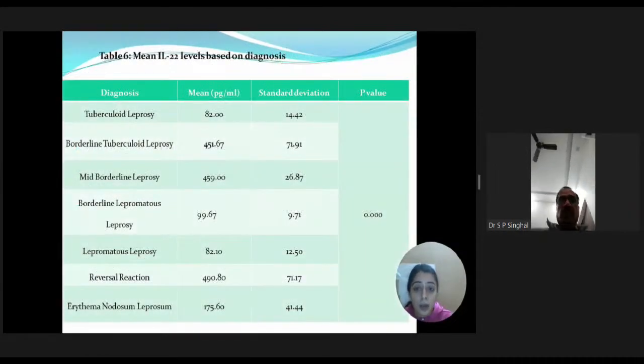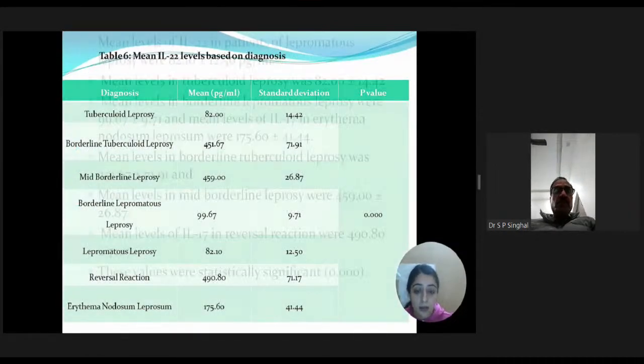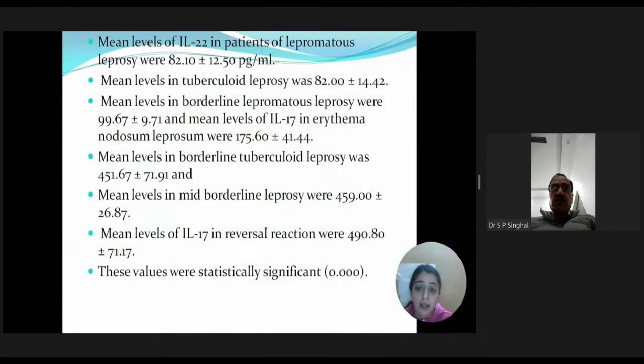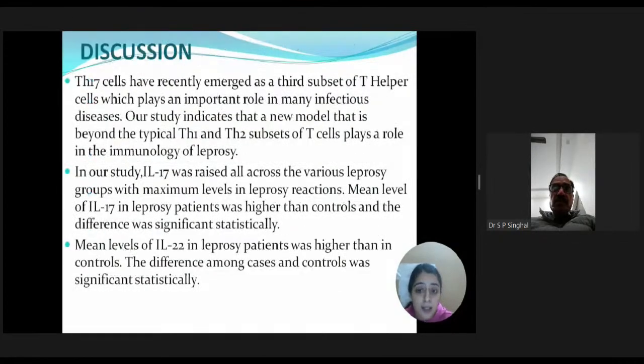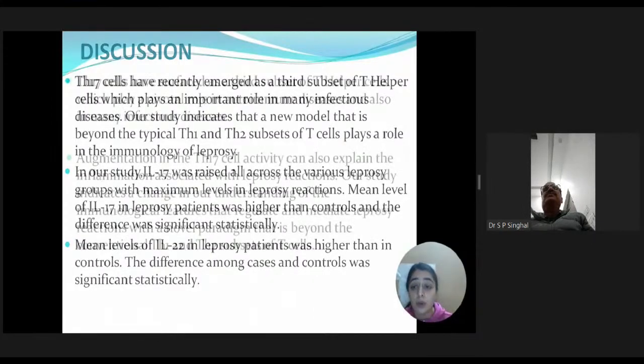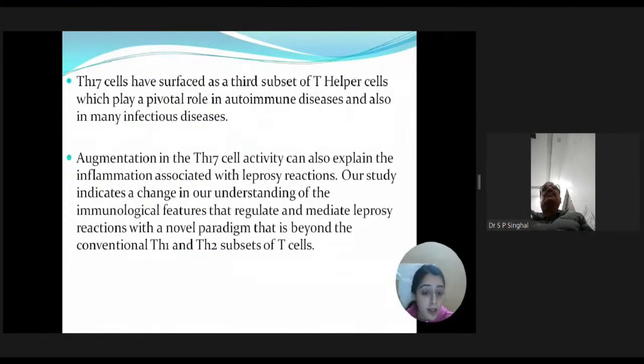And interleukin 22 similarly gave significant differences. Like in lepromatous leprosy, the value was quite low. It was around 82, and in reactional patients, it was very high. Th17 cells have recently emerged as the third subset of T helper cells, which plays an important role in many infectious diseases. In our study, interleukin 17 was raised all across the various leprosy groups. Mean levels of interleukin 17 in leprosy patients was higher as compared to controls. Same was the case with interleukin 22. So augmentation of Th17 cell activity can also explain the inflammation associated with leprosy reactions.